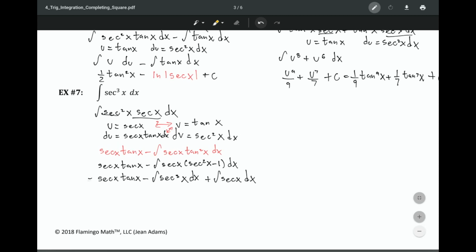So check it out. Remember that all of this was equal to the integral of secant cubed of x dx. So what I'm going to do here is add this term to this side, which is going to leave me with 2 times the integral of secant cubed of x dx is equal to secant x tangent x plus the integral of secant x.